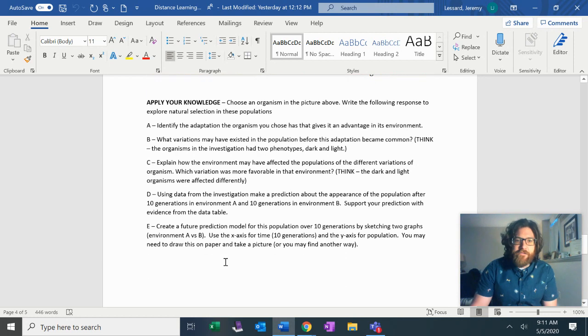And then in E, I just want you to very easily sketch your data from part D and show that future prediction model, sort of the way that a lot of these COVID-19 scientists are making future projection models. I want you to think about that. What might happen to this population in generations that we haven't actually made data for? What might happen based on the data we have in the future?